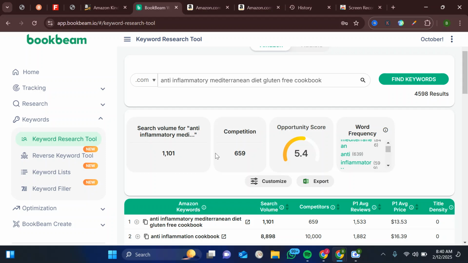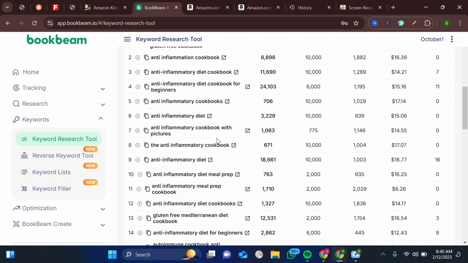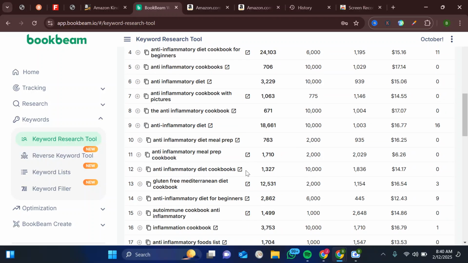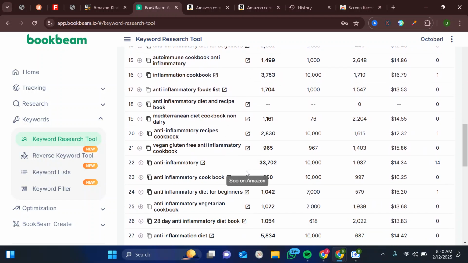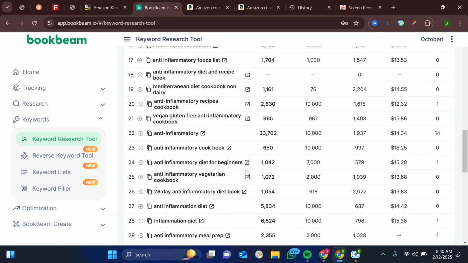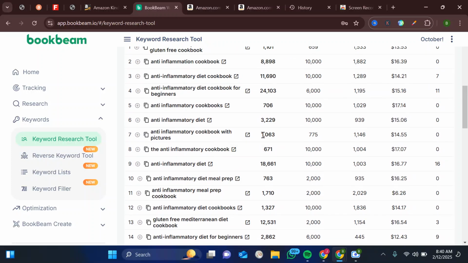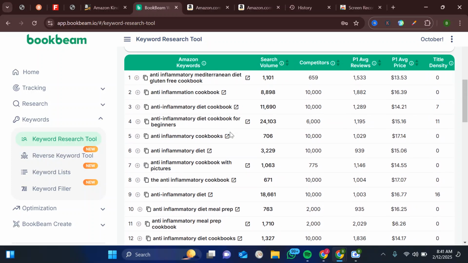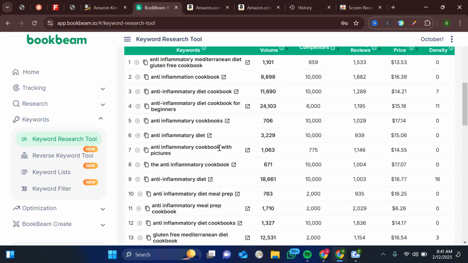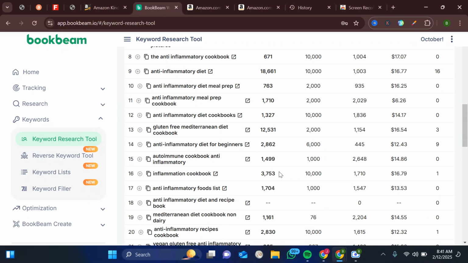Although this is a perfect one to go for, I still need to check more to get one with high search volume and still low competitors. Let's see. Like I saw one now. We can make use of this particular one. Anti-inflammatory cookbook with pictures. We can take this word frequency, pictures, into the equation, but that is for later, because it also has over 1,000 search volume and less than 1,000 competition. So let's go more.